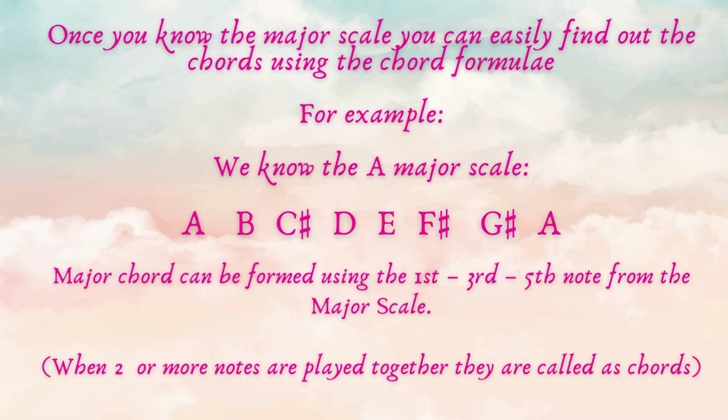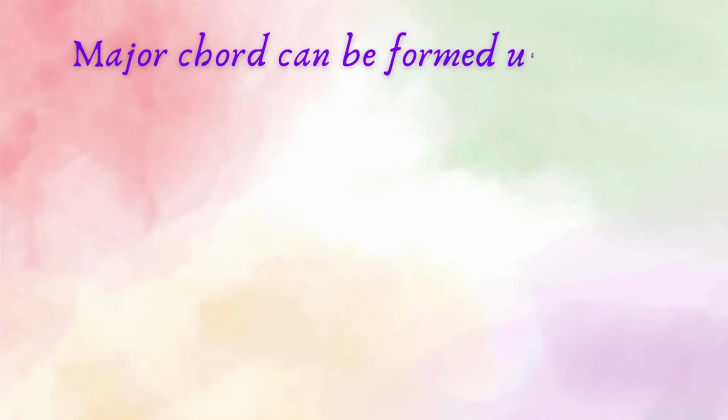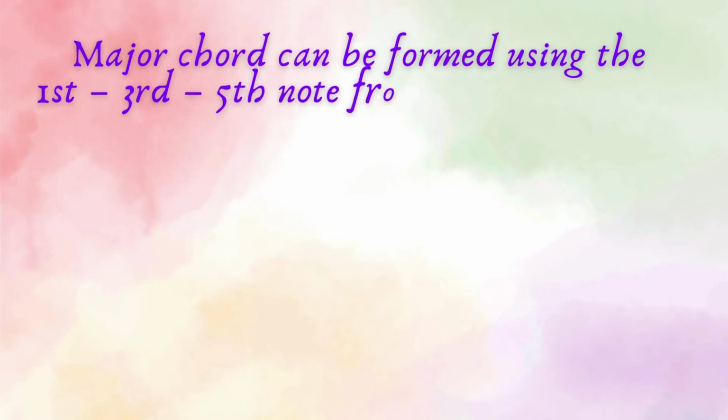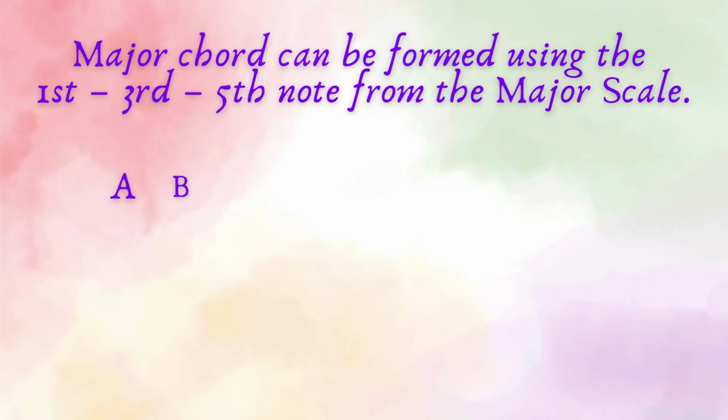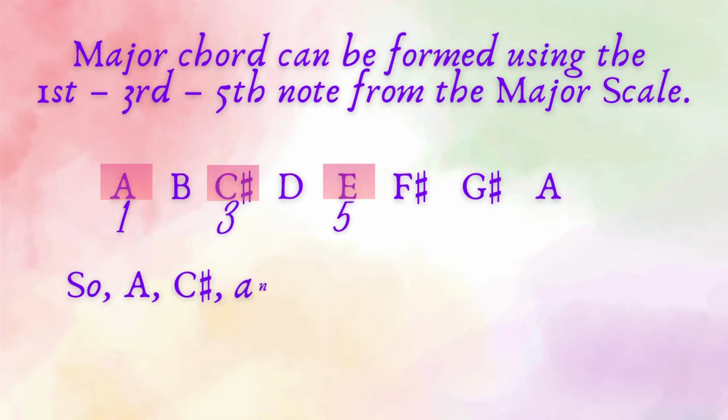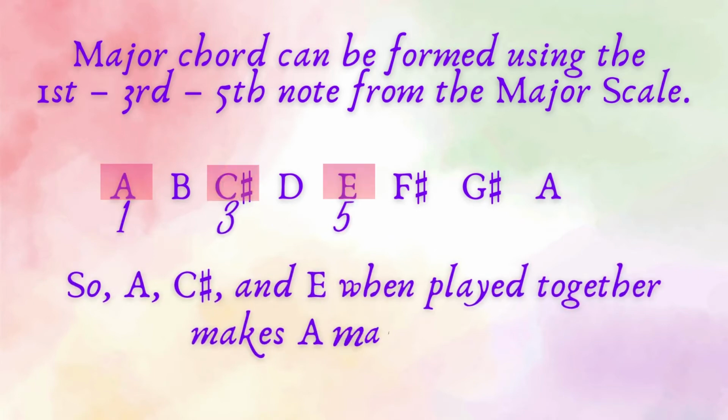When two or more notes are played together, they are called chords. A major chord can be formed using the first, third and fifth note from the major scale. So the first note, third note and fifth note from the A major scale we get as A, C sharp and E, when played together makes an A major chord.